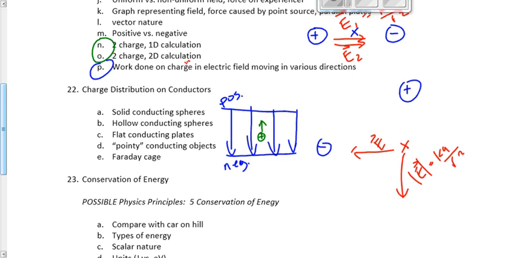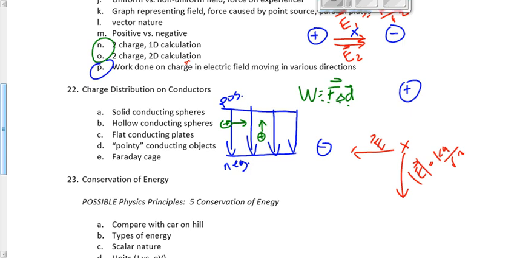What if I push it this way? What if it's moving to the right? Is there any work done on it when it's moving to the right? No. No. Why not? Work is F times d. And what do we say about F and d? They have to be in the same direction. Okay, the electric force on this positive particle, they have to be parallel to each other.